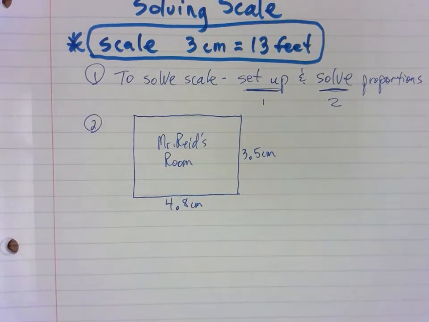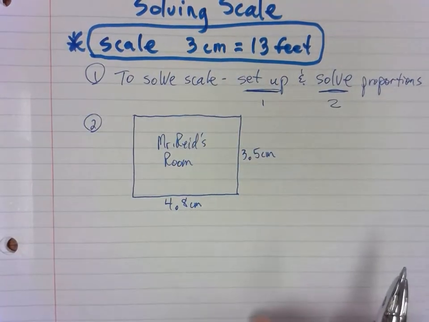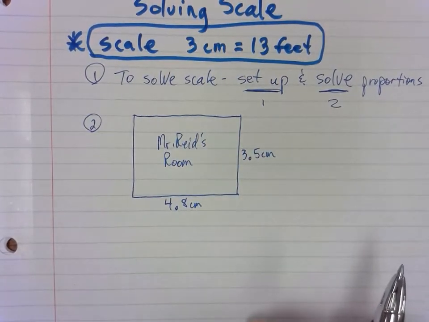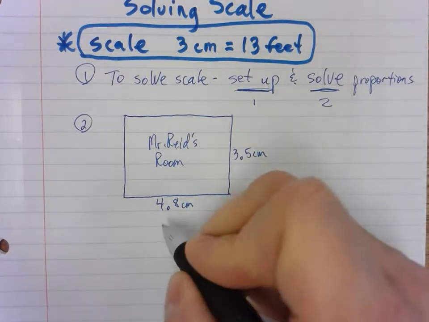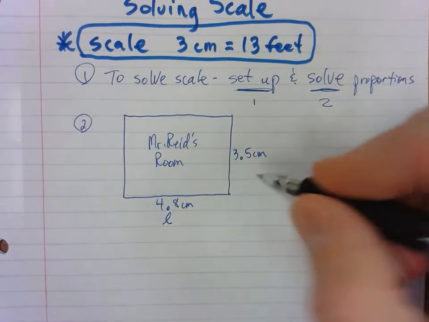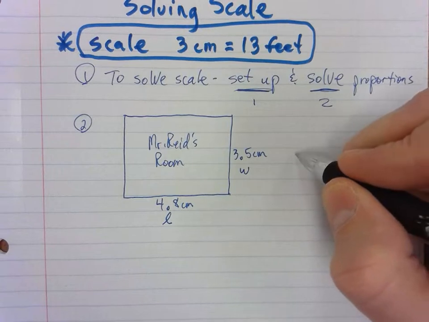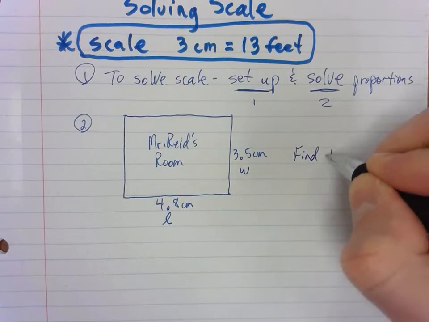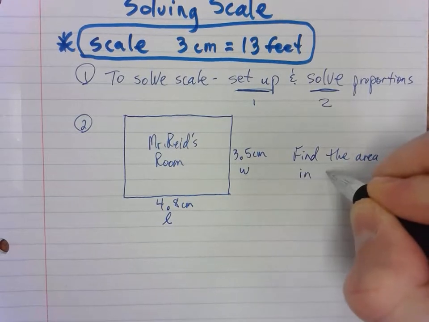Let's say we're going to use this scale up here: 3 centimeters equals 13 feet. I'm going to find the area of my room. This is actually called a dimensions problem. I've got my length here, because the length is the longer one, and I've got the width here, the shorter one. What I want to do is find the area in square feet.